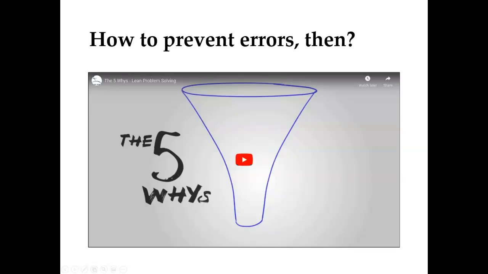So you get the point there. The thing we need to do then is to figure out how to prevent errors from happening. One of the good things you can do is follow the 5 whys procedure. Here's how it works.